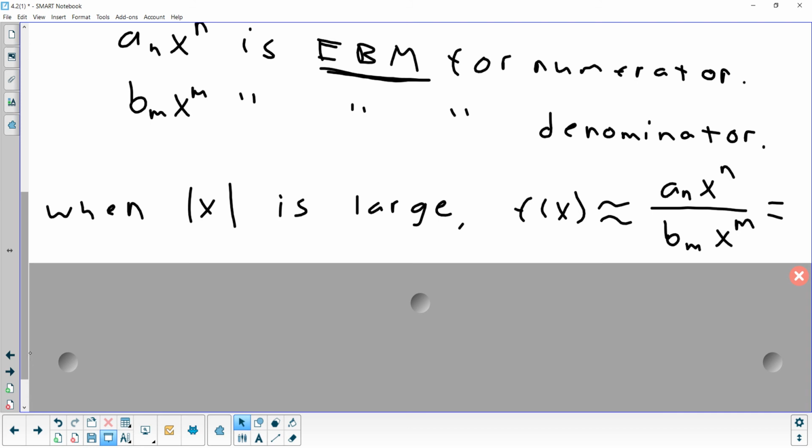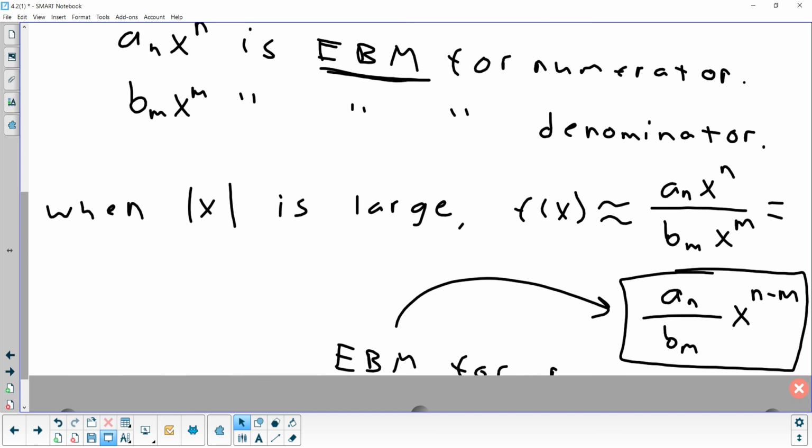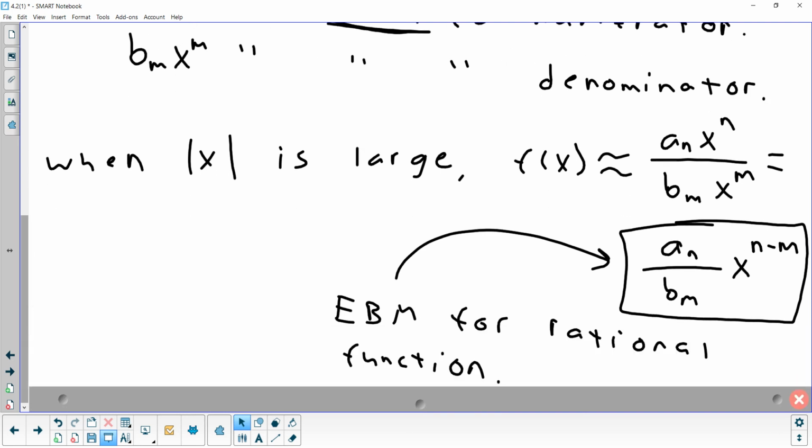And if we wanted to divide the EBM in the top by the EBM in the bottom, we're going to end up with two variables that are the same. And most of the time, we're going to have different exponents. Anybody remember what you do with these exponents when you divide and your variables have the same base? Caleb? Subtract them. You subtract them. So you'll end up dividing the two numbers in front. You're going to have a variable, and you're going to subtract the exponent in the top minus the exponent in the bottom. That's how you find an EBM for a rational function.